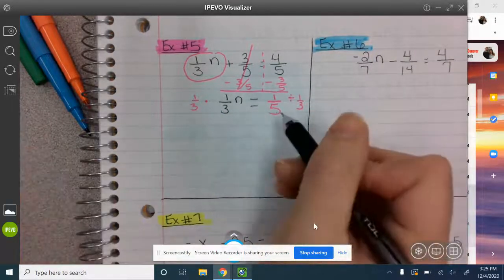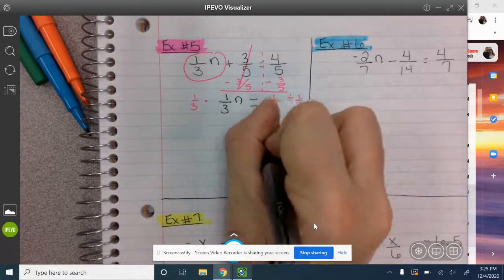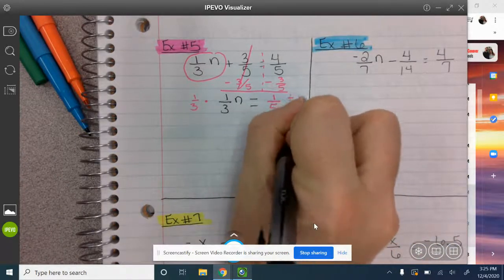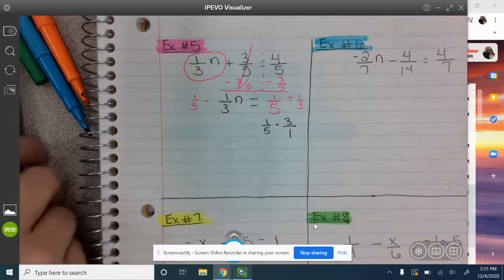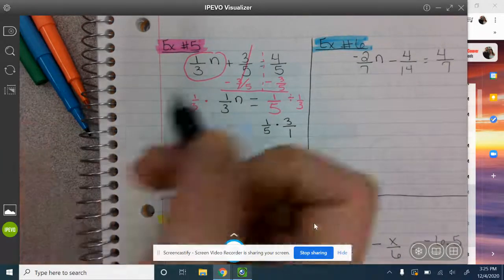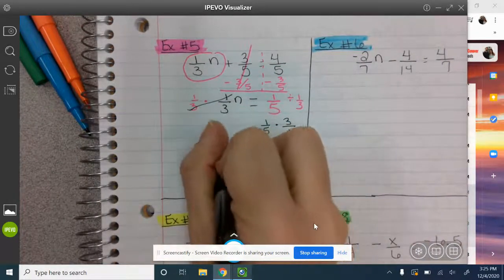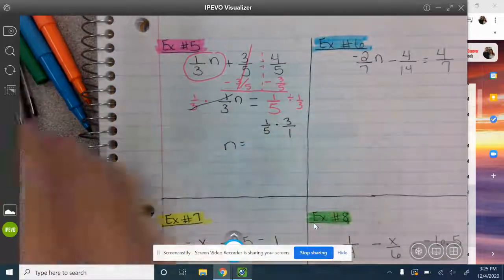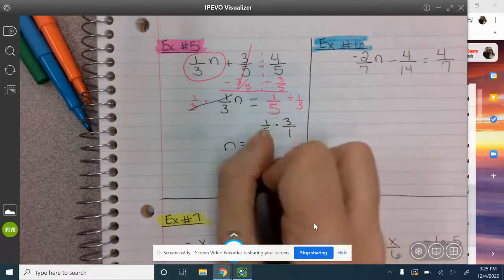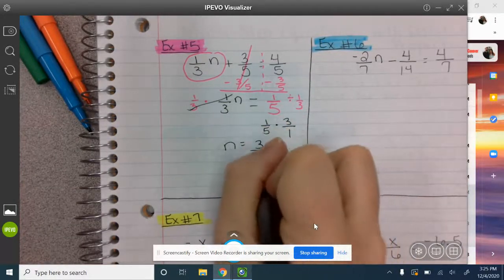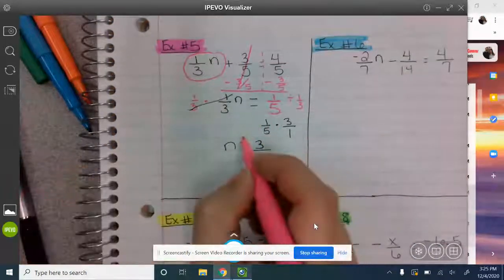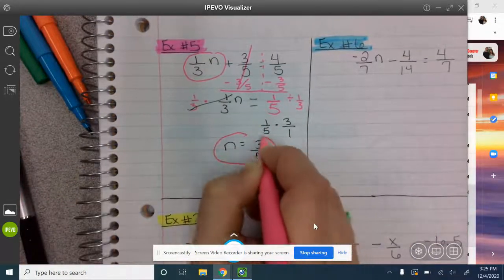How do you divide by a fraction? You're really going to say 1/5 times 3 over 1. So I'm left with n equals 1 times 3 is 3, 5 times 1 is 5. So n equals 3/5.